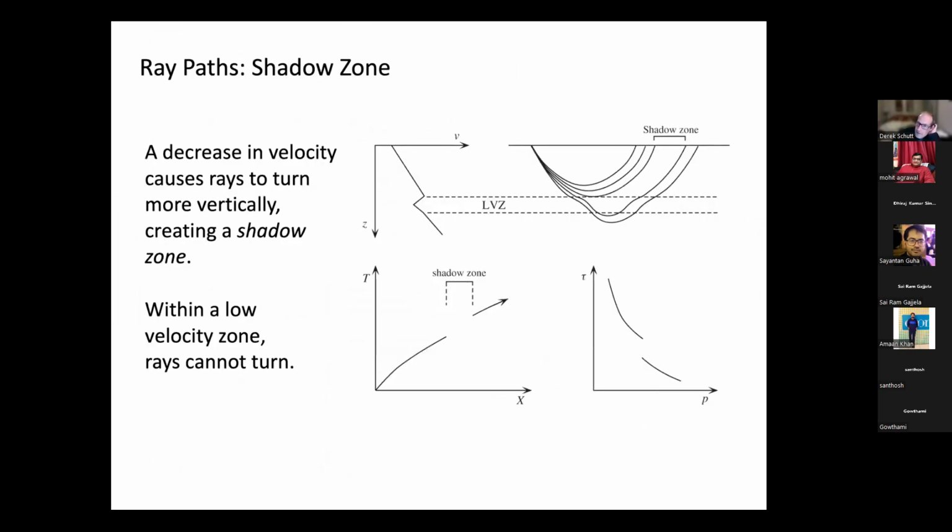Now, another feature we might get in TX diagrams or T delta diagrams is a decrease in velocity causes rays to turn more vertically, creating a shadow zone. So here, rather than rays turning upwards, they turn downwards. And then when they turn upwards again, we create a shadow zone. So in our TX diagram, we will actually have an area where we receive no data. On a tau P plot, it'll look like this.